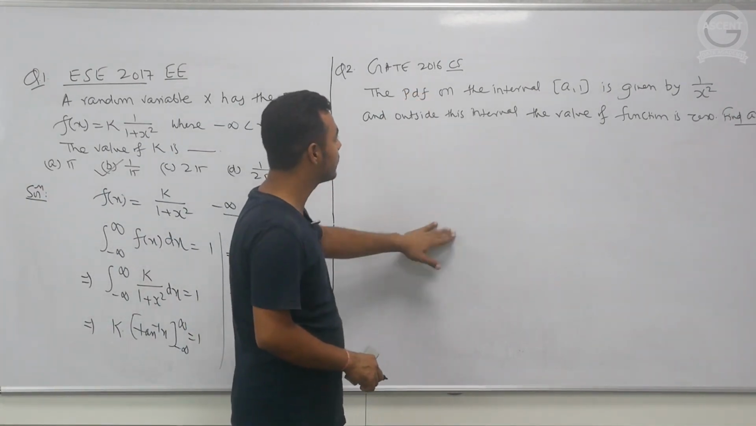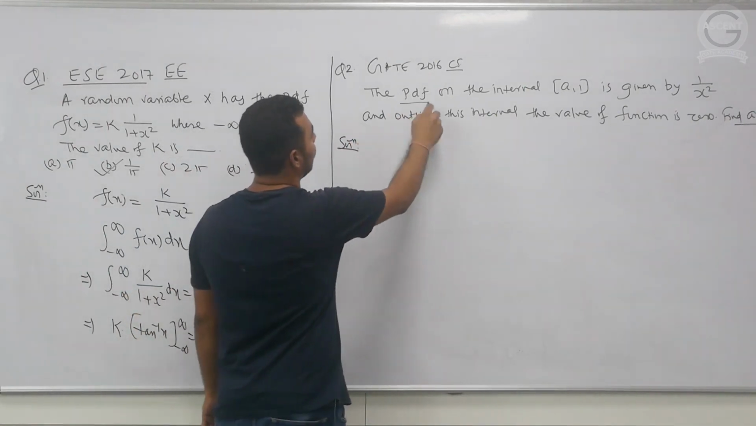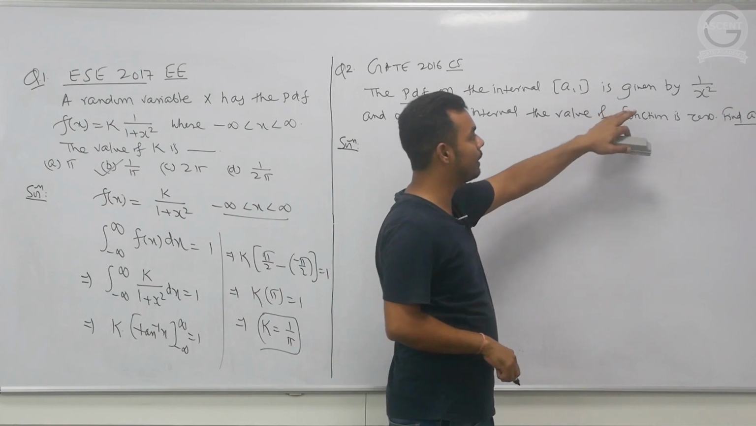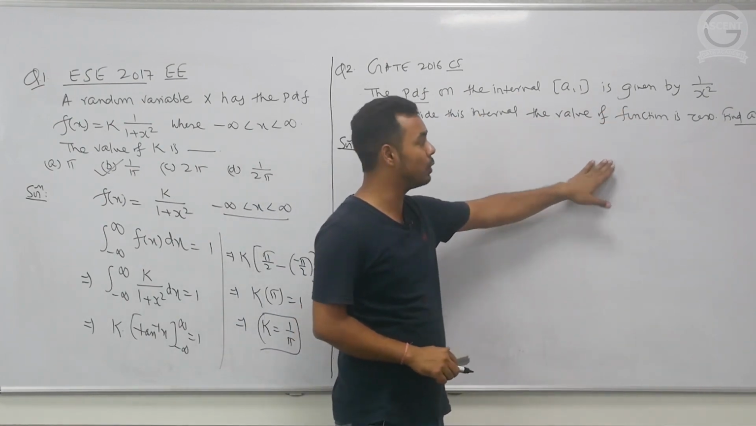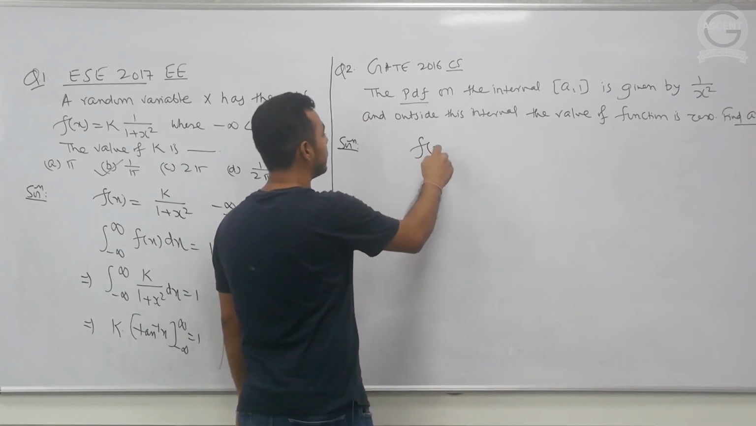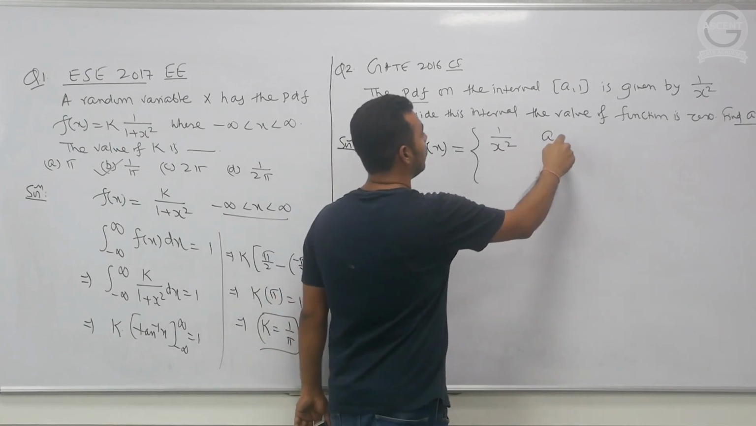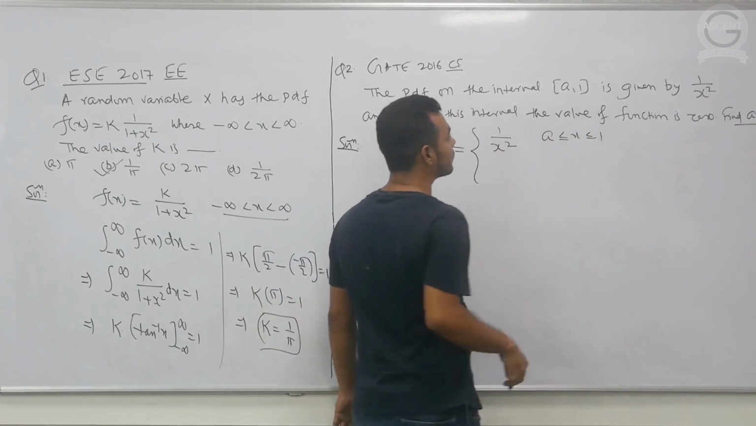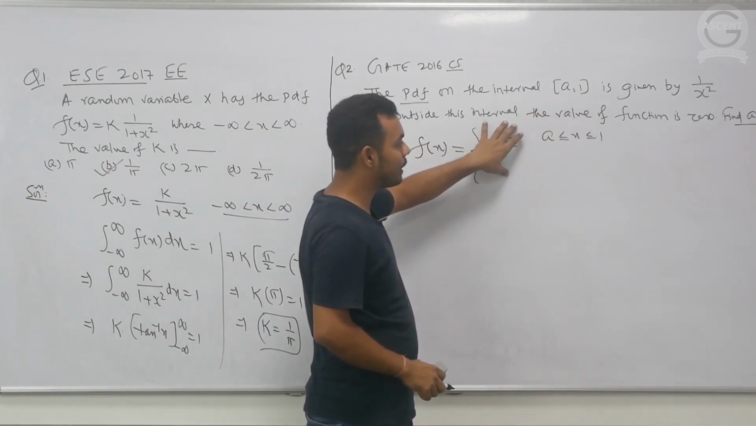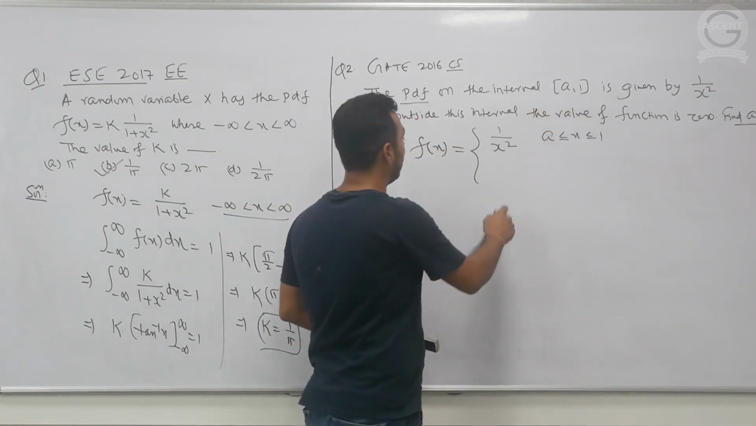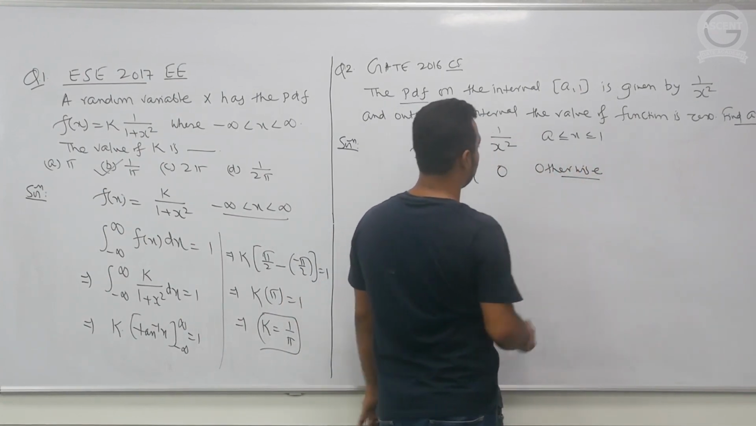This was asked in 2016 in computer science. The question is, the probability density function on interval a to 1 is given by 1 by x square, and outside this interval the value of the function is 0. So this means our f(x) is, this is the definition of f(x). f(x) is 1 by x square when x is from a to 1, and is 0 otherwise. So outside this interval the value of f(x) is 0.